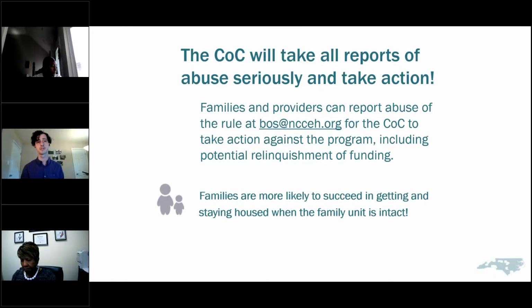So we take these reports really seriously, and families and providers can report abuse of this rule to our email address at bos@ncceh.org for the COC to then take action. This is all about keeping families together. Families are more likely to succeed in getting and staying housed when they stay together, when the family unit is intact, and we are committed to preserving that.